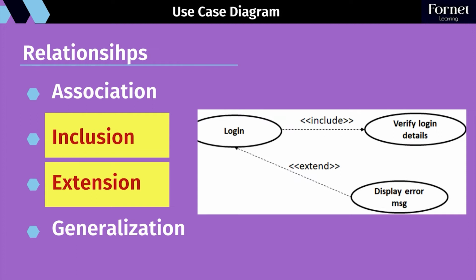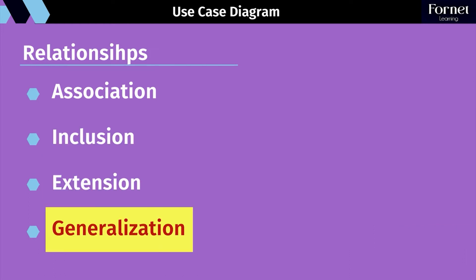Okay, so to recap this, the include relation happens every time, and the extend relation happens sometimes. And please pay attention to the arrow point. In include, the arrow points to the included use case, while in the extend relation, the arrow points to the basic use case.